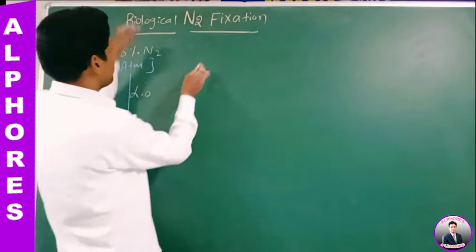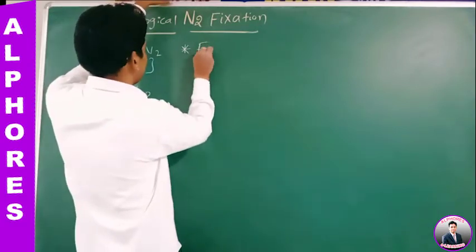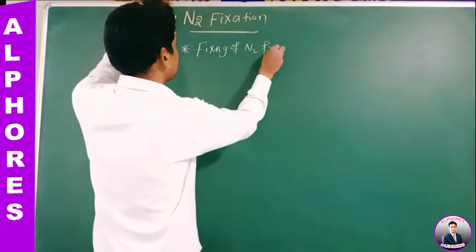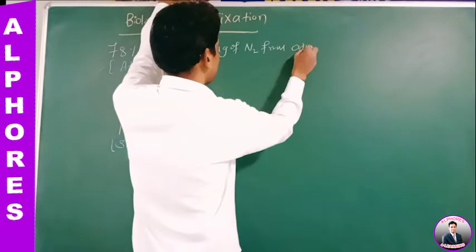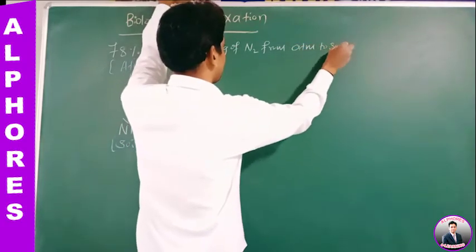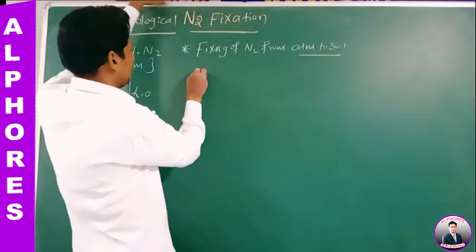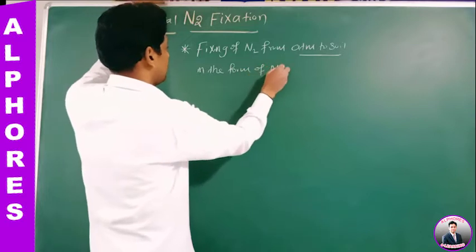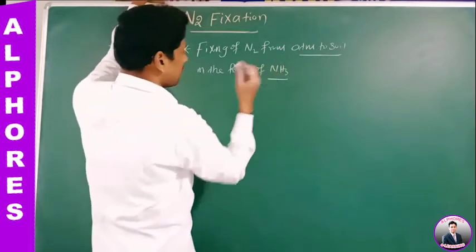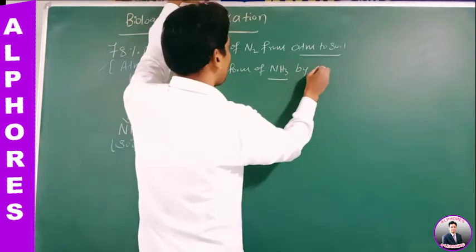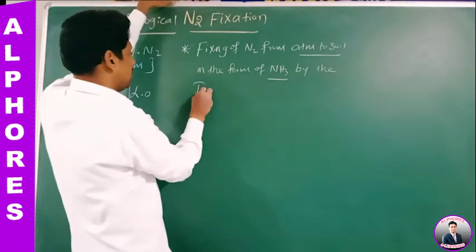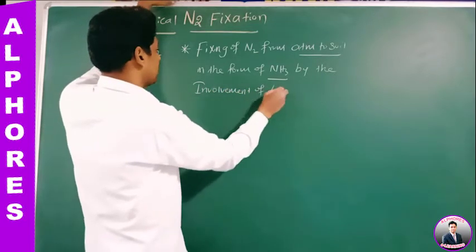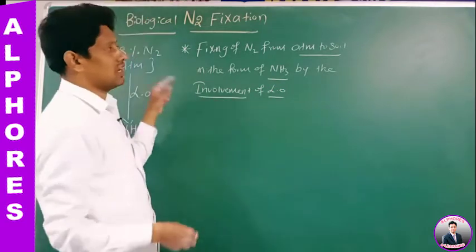Therefore, biological nitrogen fixation is the fixing of nitrogen from where to where? Atmosphere to soil, in the form of ammonia, by the involvement of living organisms. Therefore, living organisms are involved here.